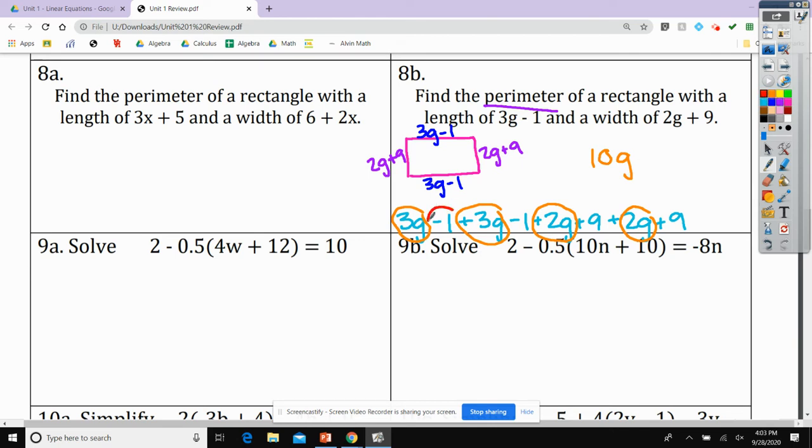Now I need my numbers. So the constants, -1, -1, +9, +9. So -1 plus -1 is -2, plus 9 is 7, plus 9 is 16. So our perimeter would be 10g plus 16.